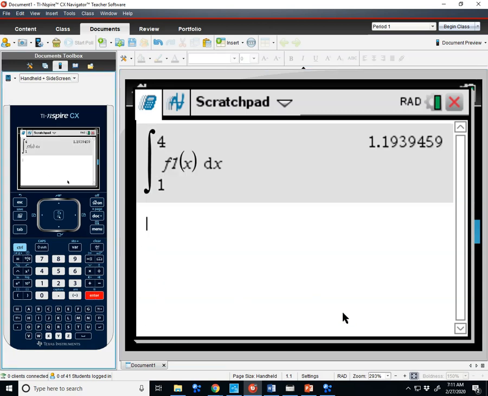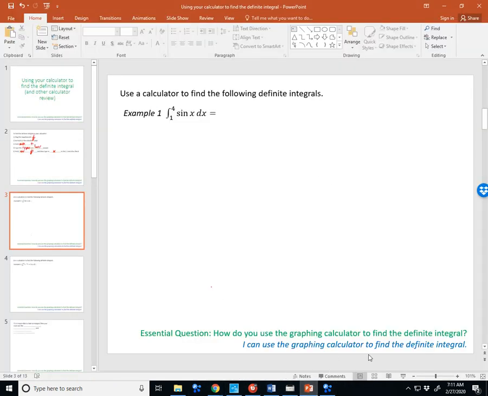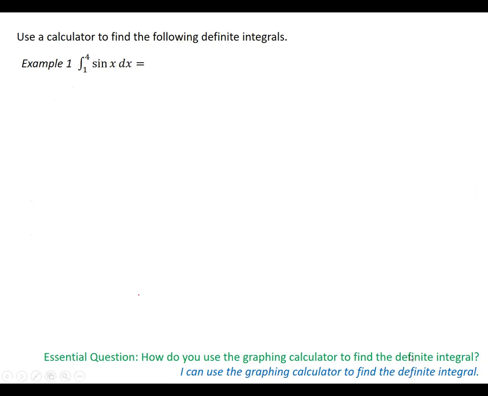How many decimal places? 3, so 1.193. Chop it off, right? Do not round. Okay? Stop rounding. As you notice. And then we write the 1.193.